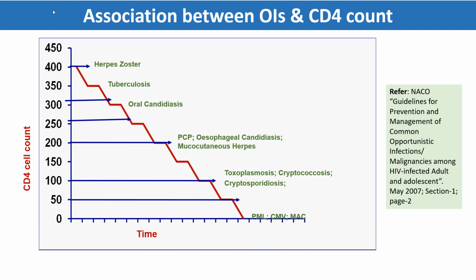This was stage 1 and 2. Here starts stage 2. This is stage 3, and these are stage 4 illnesses. So there is a kind of an association, some kind of a one-to-one linkage that you can do between the clinical stage, the CD4 count, and the opportunistic infection.